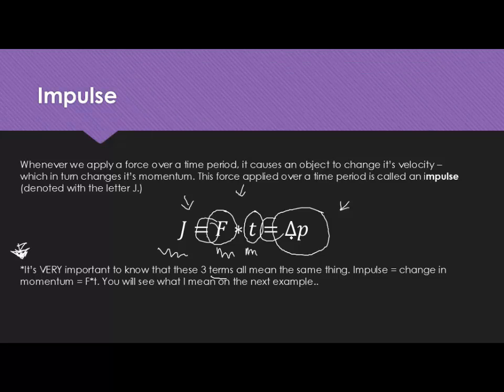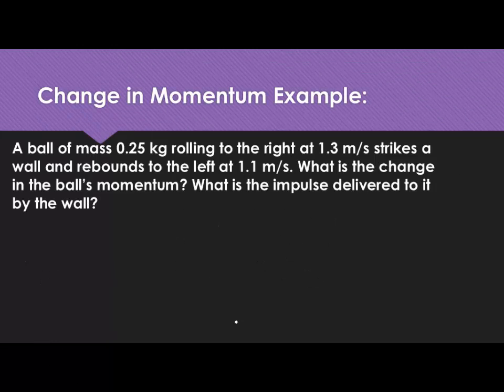That's kind of confusing for some students at first, but we're going to do an example problem or two, and you guys will hopefully see what I mean. So let's go ahead and take a look at the first example. In this one, we have a ball of mass 0.25 rolling to the right at 1.3 meters per second. It strikes a wall, and it rebounds to the left at 1.1.